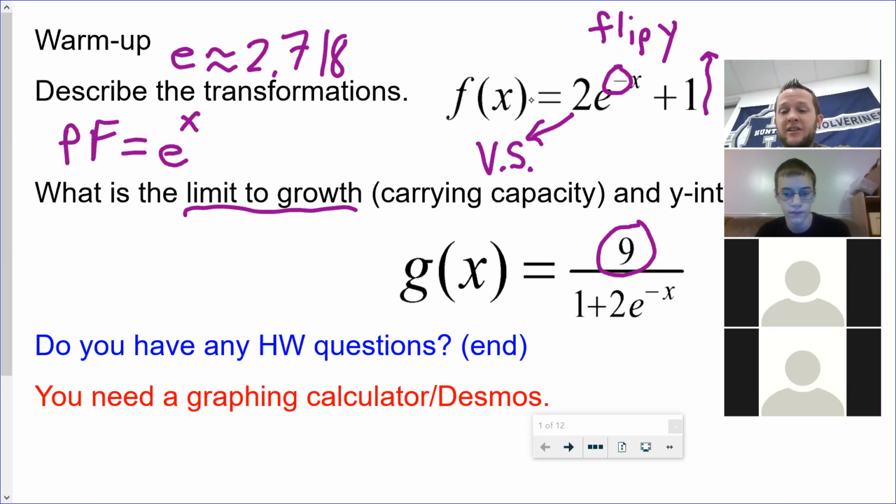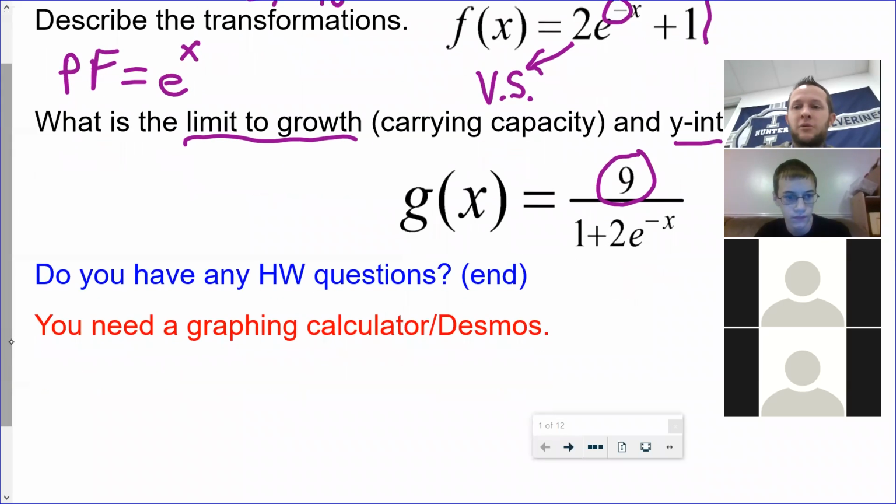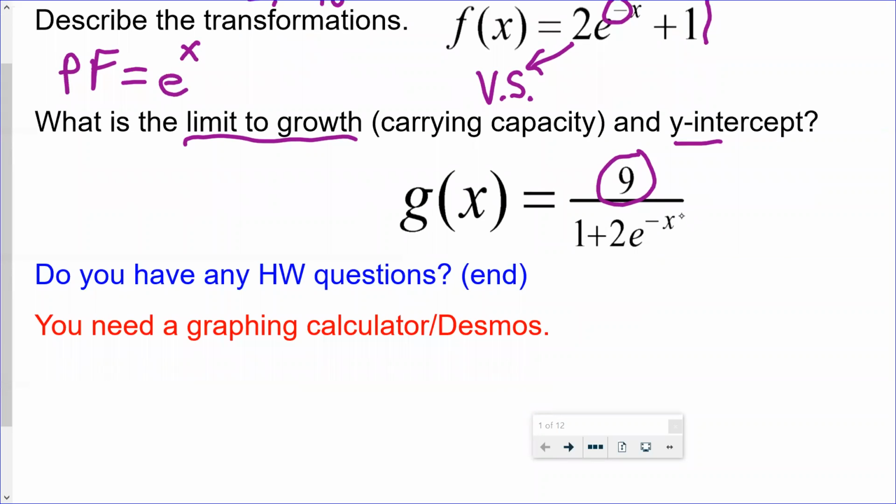That's pretty easy. Now to get the y-intercept, what we're going to do is plug in 0. And again, when you look at the formula here, it looks pretty scary, but it's really not too bad. So I'm going to plug in 0 for the x. And when I do, that's going to give me e to the 0, which any number to the 0 just turns into 1. So this becomes 9 over 1 plus 2, which ends up being 3. And 9 over 3 is just 3.